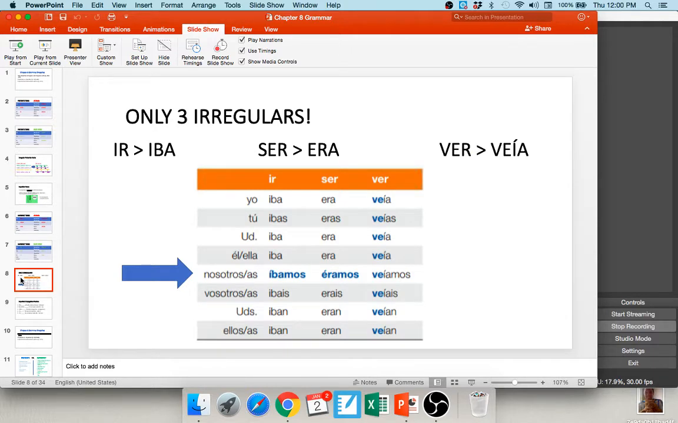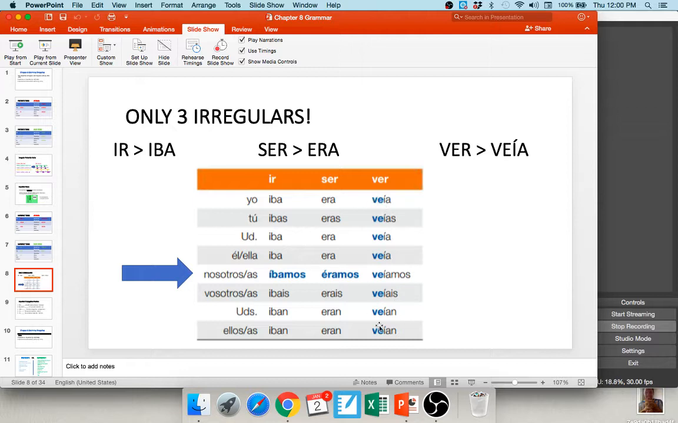Luckily, with the imperfect tense, there are only 3 irregular verbs in the whole language. So you really have to memorize 3 verbs. The verb ir, ser, and ver are all irregular. Ir becomes iba, ser becomes era, and ver becomes veía. I want to start with ver because it's probably the least irregular of the 3. With ver, you chop off your ER and add back ia, ias, ia, iamos, iais, ian.